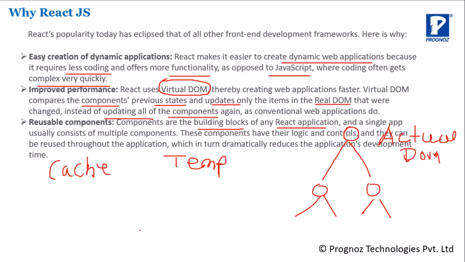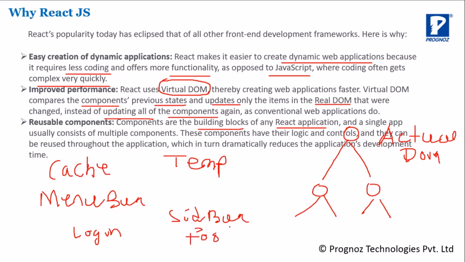If you are creating an application, for example a menu bar, the menu bar is nothing but one component. If you are creating the login part, the login part is nothing but one component. If you are creating a sidebar, sidebar भी हम लोग create करते हैं. Sidebar is one component. Then if you are creating the footer part of the application, the footer part is nothing but one component.